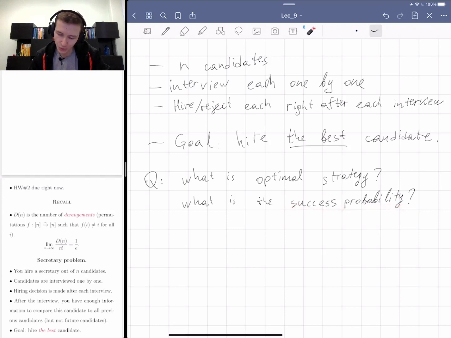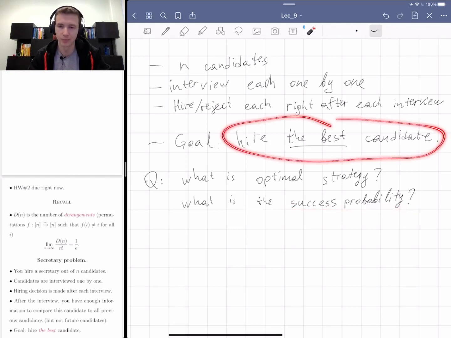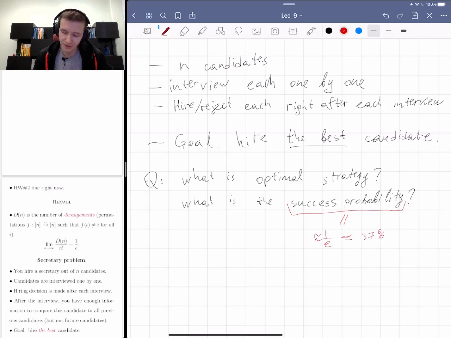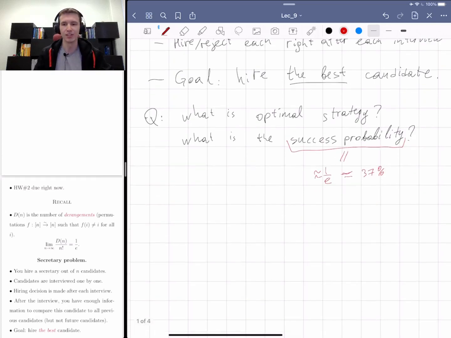There is a strategy which helps you find the absolute best candidate with probability 1 over e, which is quite large, right? It does not go to 0. So the answer is going to be approximately 1 over e, which is approximately 37%. The strategy is very good at choosing the best possible candidate.